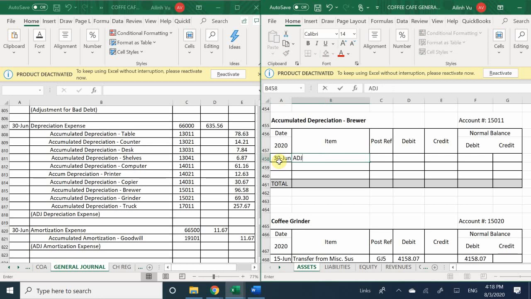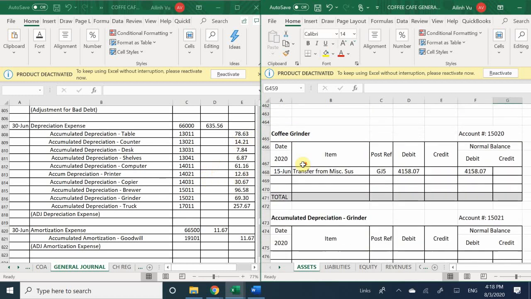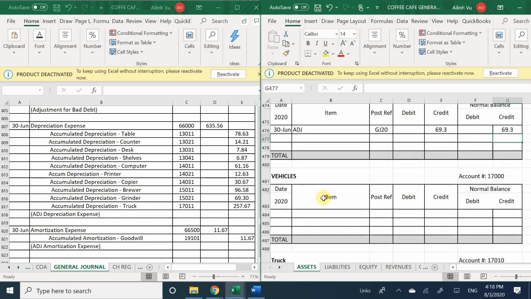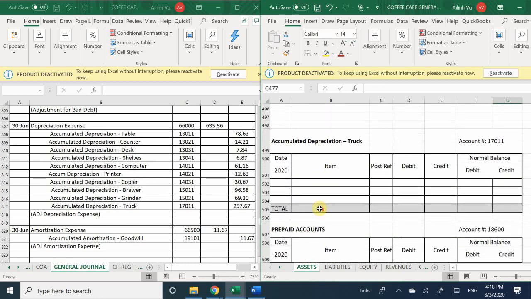adjustment, General Journal 20, credit side for $96.58. Accumulated for grinder 630 adjustment, General Journal number 20, credit side for $69.30. Okay, vehicles under truck 630.